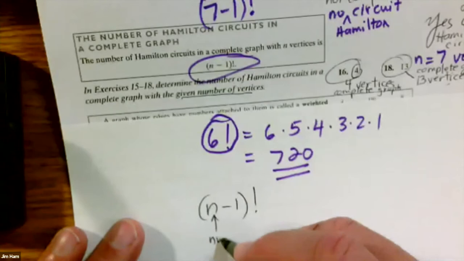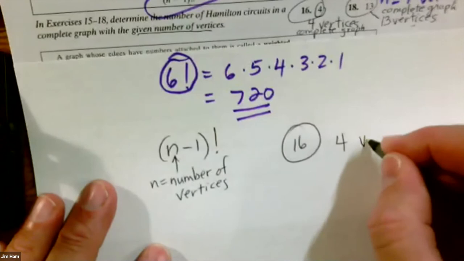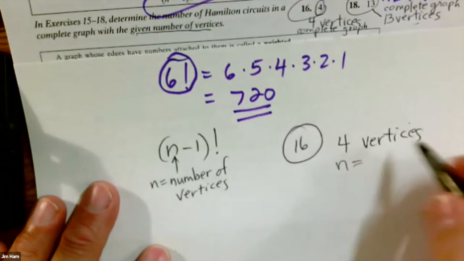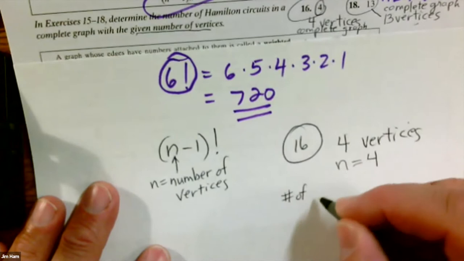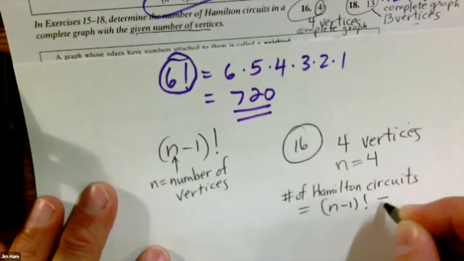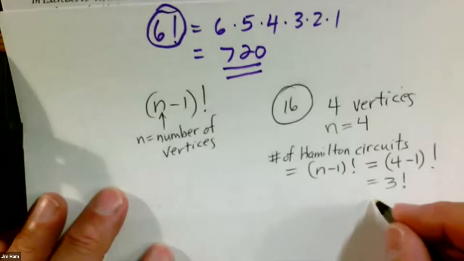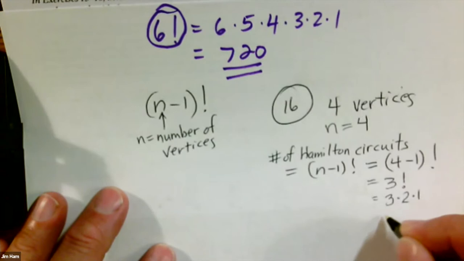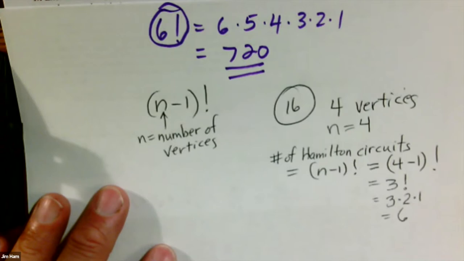So in number 16, where they say that there are 4 vertices, then the value of n that you're going to plug into this formula is equal to the number of vertices. So number of Hamilton circuits equals n minus 1 factorial. Since n is 4 in this problem, that's 4 minus 1 or 3 factorial. This one you can do in your head: start with 3 and then multiply by all the whole numbers down to 1. So there are 6. Some of you had the answer 6. All right, do number 18 now.